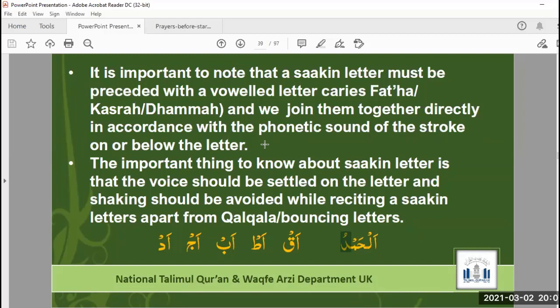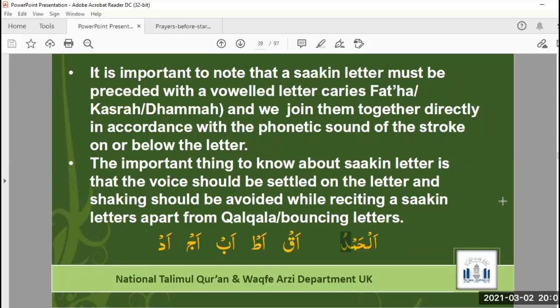I'll read this one. It's important to note that a sakin letter must be preceded with a vowel letter, which carries a fatha, kasra, or dhamma. And we join them together directly in accordance with the phonetic sound of the stroke above or below the letter.